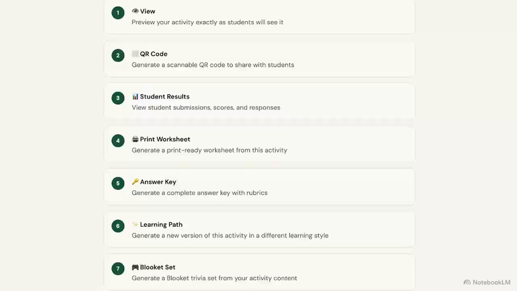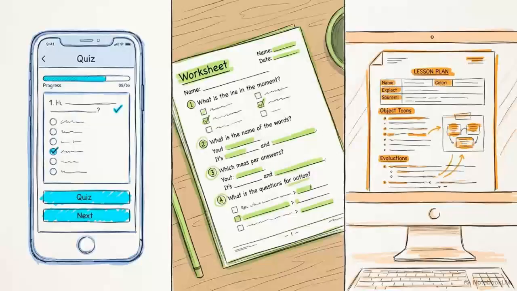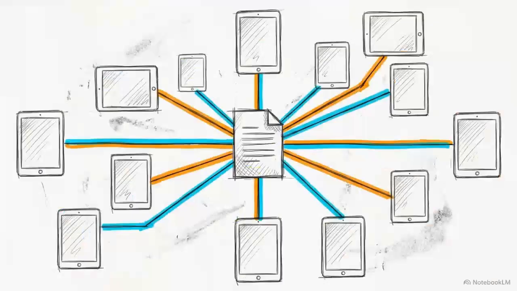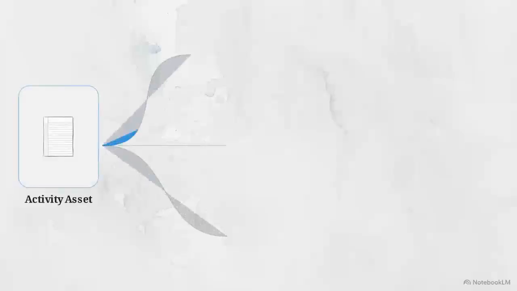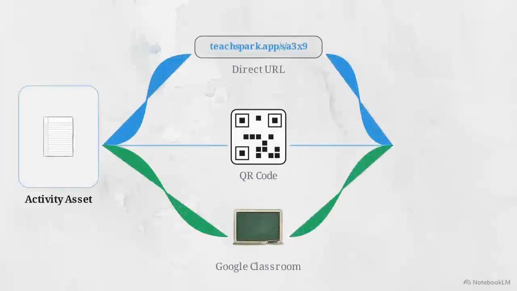That exact same source data can compile offline deployment assets. This control menu allows the instructor to instantly generate print materials. These offline assets include perfectly formatted printable worksheets and comprehensive answer keys, complete with detailed scoring rubrics. TeachSpark operates on the principle that educational materials are fluid, interchangeable data states rather than fixed, static documents. Distributing these assets to the classroom is designed to be frictionless. Activities can be shared via a direct URL, a scannable QR code, or seamless integration directly into Google Classroom.